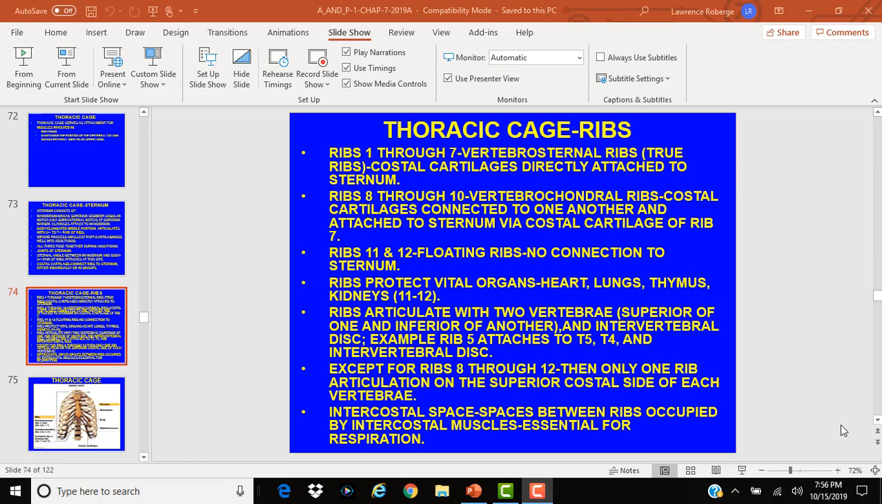The intercostal space is important. What I mean by intercostal is basically the space between the ribs. These are spaces which are occupied by what are referred to as the intercostal muscles. These are essential for respiration.